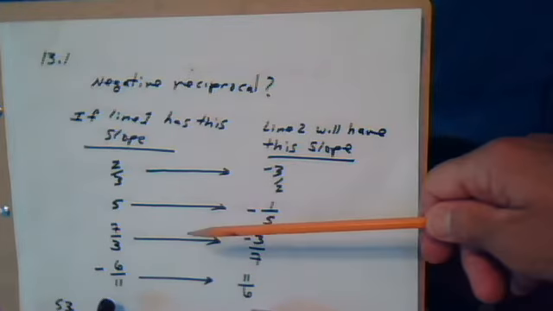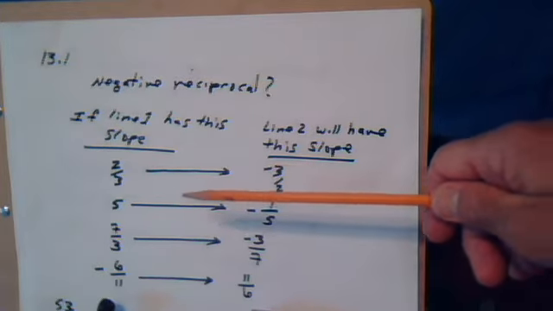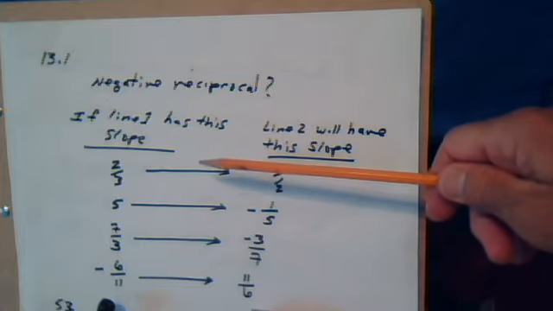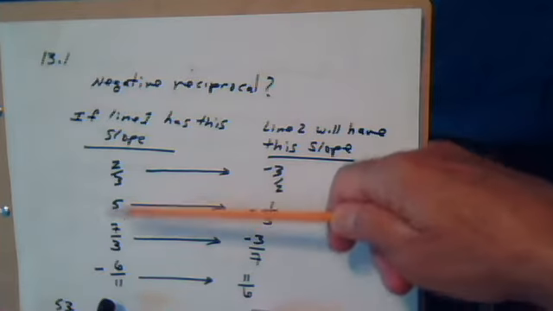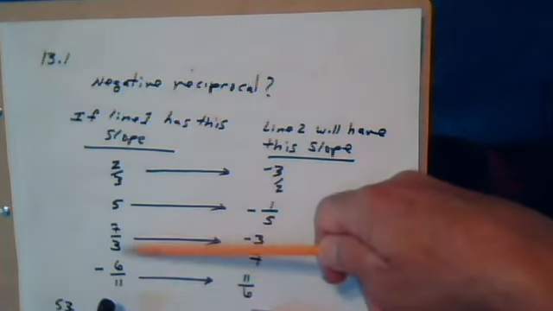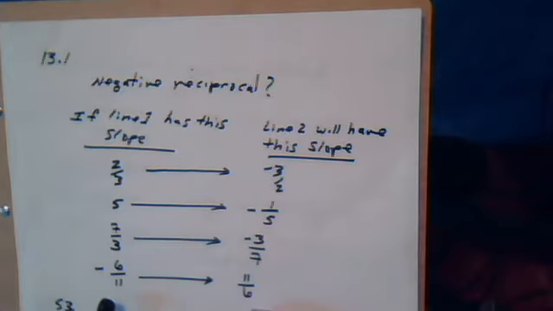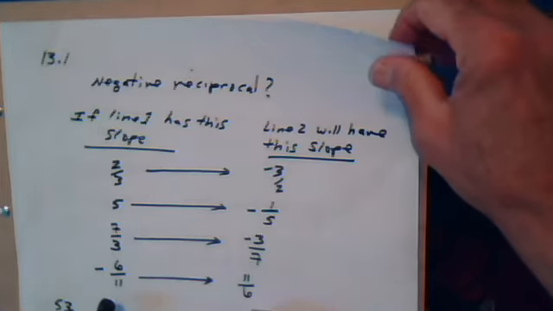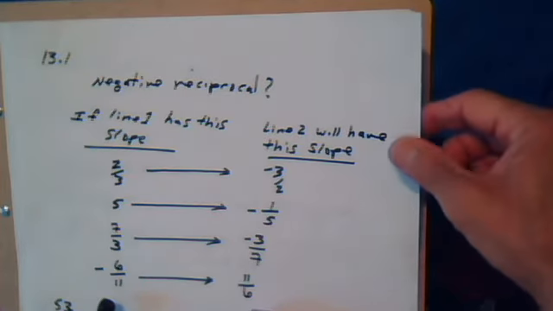So if you summarize, what you need to do is two things. You flip it around and change the sign. Flip it around, change the sign. And that will give you the slopes that belong to perpendicular lines.